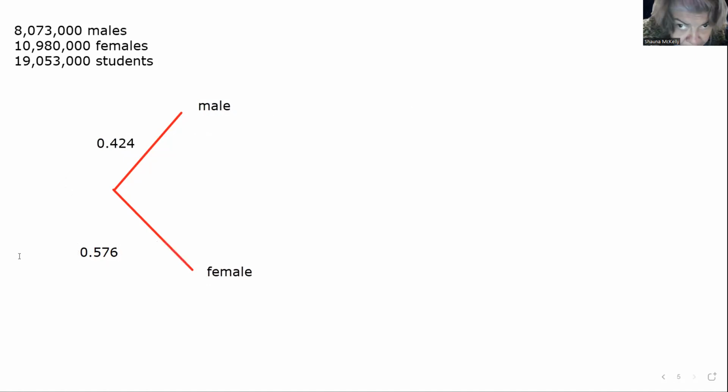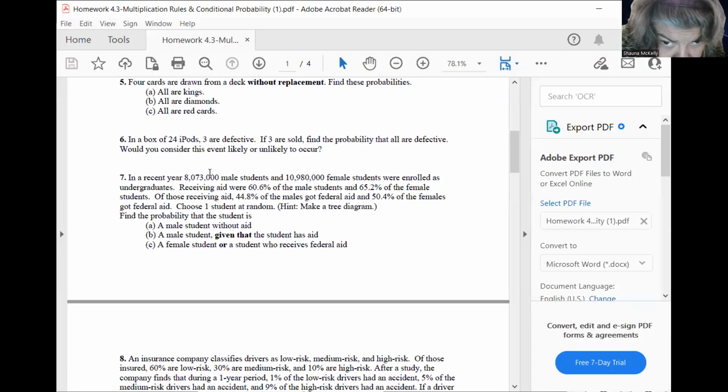Now, if we go back to our problem, it says, I'm going to share the problem again. In a recent year, 8,073,000 male students, 10,980,000 female students were enrolled as undergraduates. Receiving aid were 60.6% of the males, and 65.2% of the females.